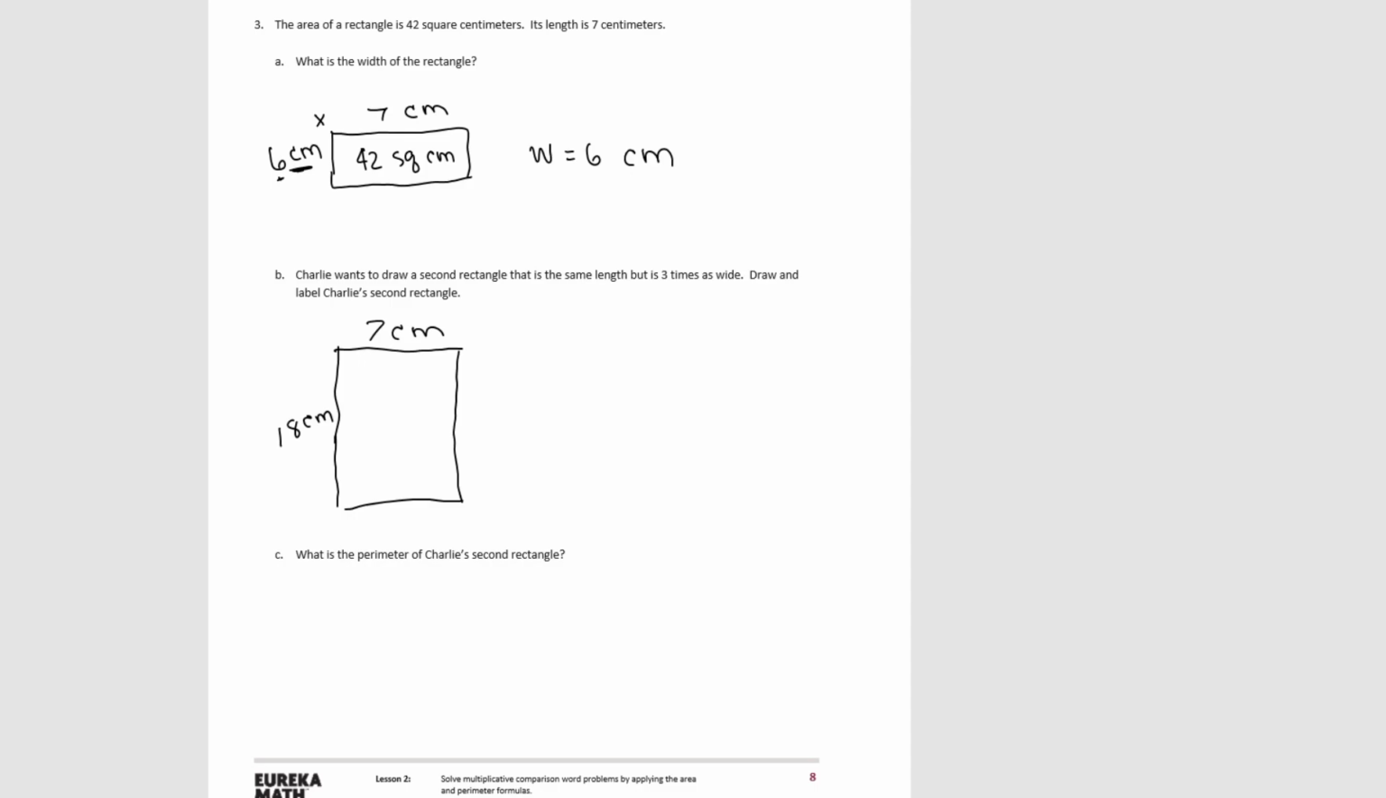Okay, the perimeter of Charlie's second rectangle, we're going to add up the sides. 18 plus 7. This side would also be 18. This side would also be 7. Let's add the first two together. 18 plus 7 would be 25. 25 plus 25 is 50, and our units are centimeters.